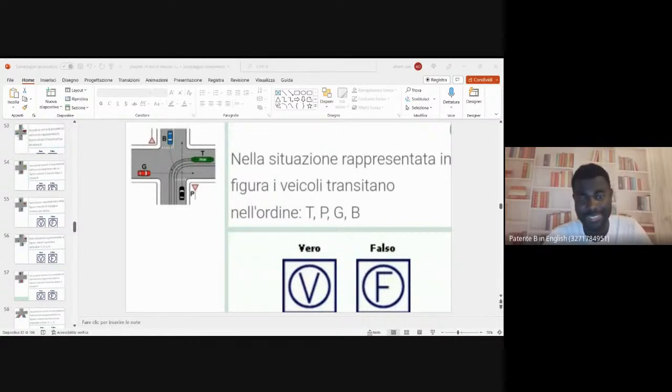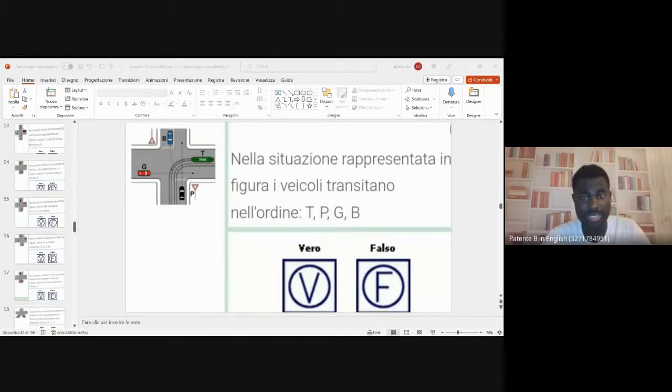And we know that the answer to this question is false. It is not true that this is how the vehicles are going to pass in order: T, P, G, and B. No. So how are these vehicles going to pass in order, guys?